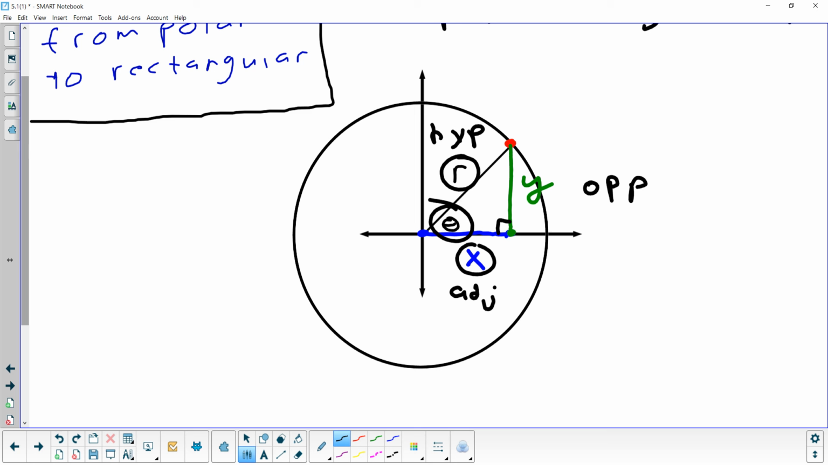So to solve for x, which is my first step to get a rectangular coordinate, I need a formula that would relate adjacent and hypotenuse. What trig function has those two in it? Adjacent and hypotenuse. Our choices are going to be sine, cosine, or tangent.